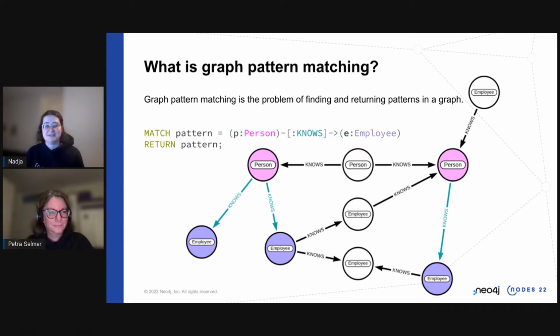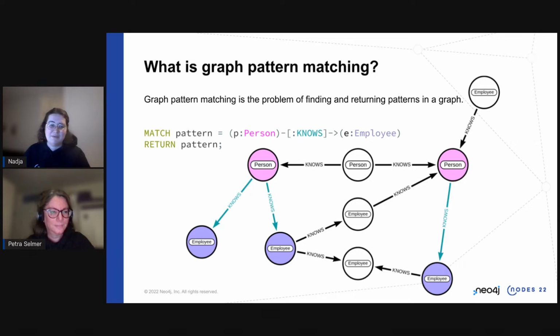So first things first, what is graph pattern matching to begin with? Graph pattern matching is the problem of finding and returning graph patterns in a graph. And as you can see in the example above, we have some way of doing this in Cypher already. So we have a match expression with a pattern. In this case, you want to match a person that knows an employee. We think that we're quite good already with matching basic things like this. So as long as you can explicitly define all the labels and the concrete path, I think you can express pretty much everything that you can store in the database.